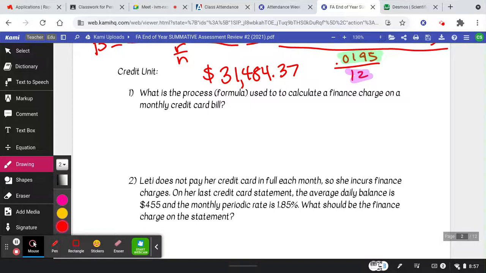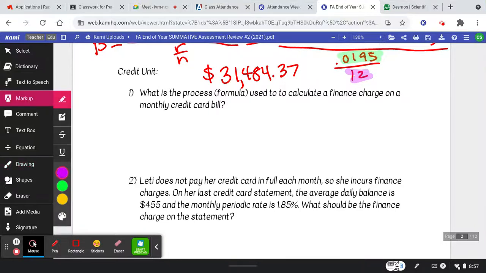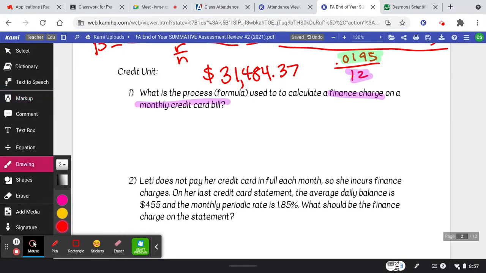First of all, the one you're going to be more familiar with is when you get a credit card statement, when they're charging you a finance charge as part of your monthly credit card bill. There were a couple of processes that we used to multiply and get this. So the first one, I just want to write down the formula with you.